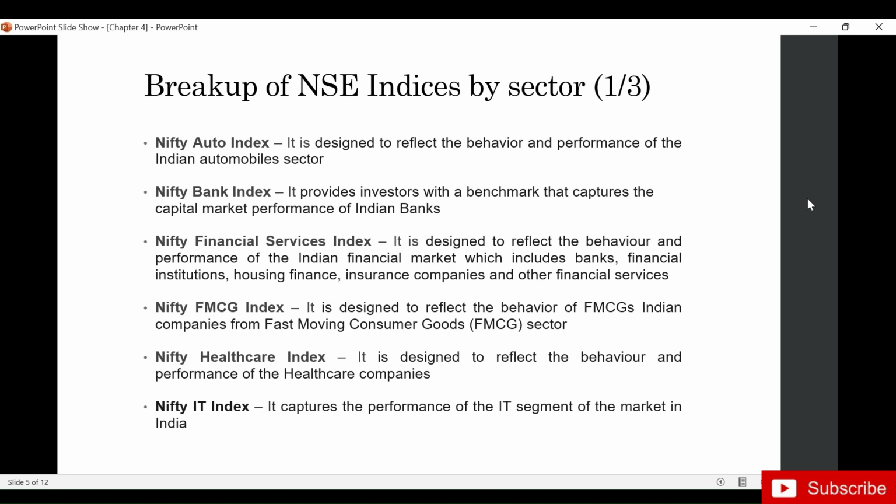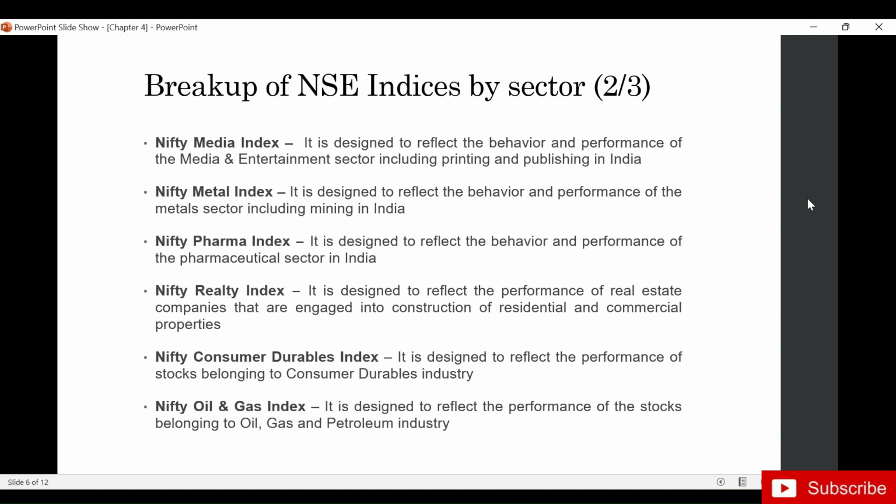Next, we have the Nifty IT Index, which captures the performance of the information technology segment of the market in India. Next, we have the Nifty Media Index, which is designed to reflect the performance of the media and entertainment sector, which includes the printing and publishing companies. Next, we have the Nifty Metal Index, which is designed to reflect the performance of the metal sector in India, which includes mining also. Next, we have the Nifty Pharma Index, which is designed to reflect the behavior and the performance of the pharmaceutical sector in India.